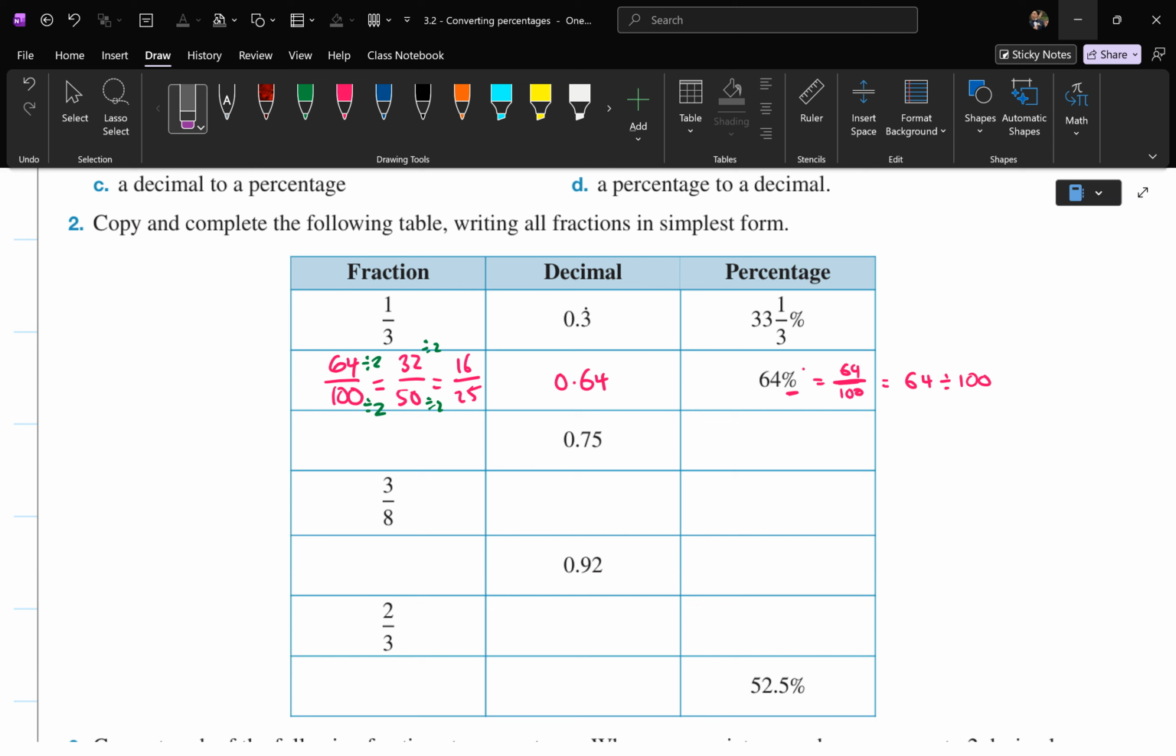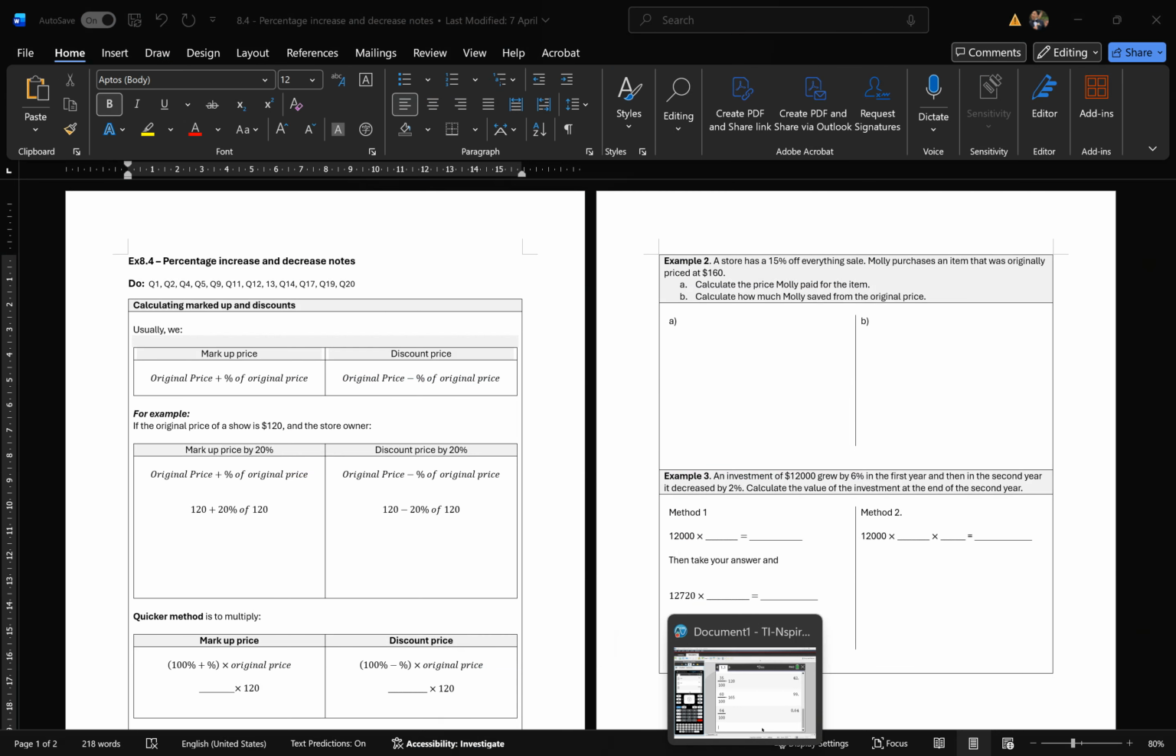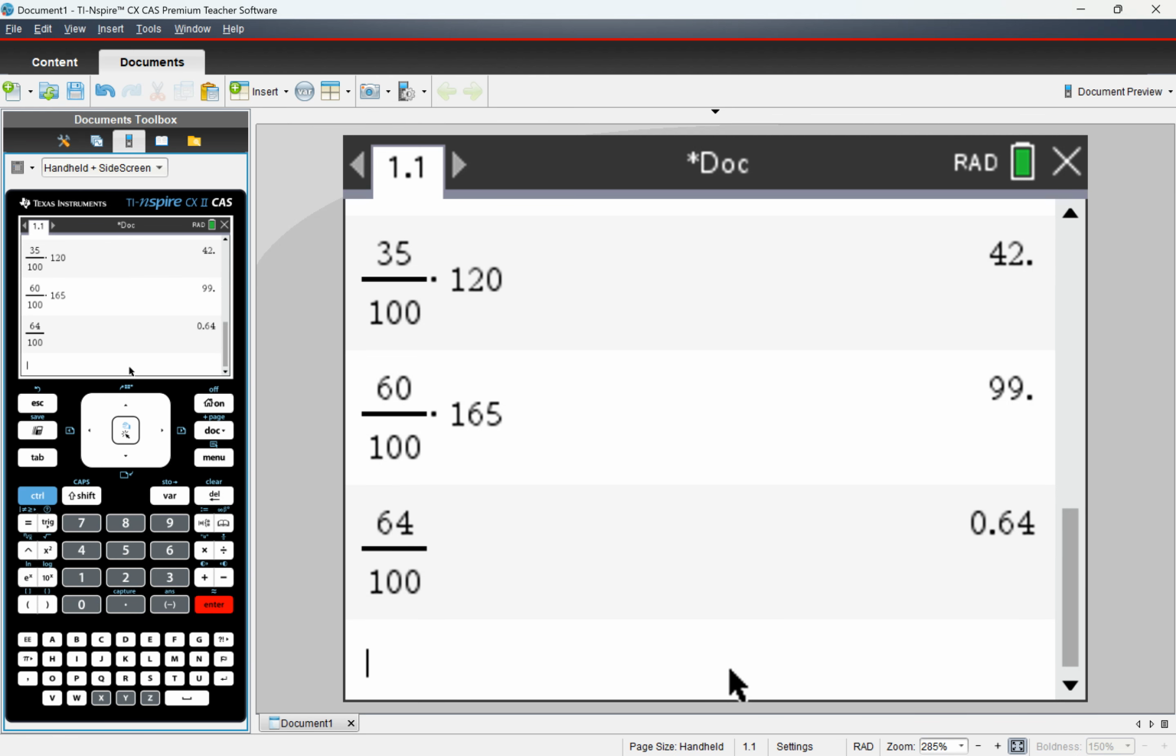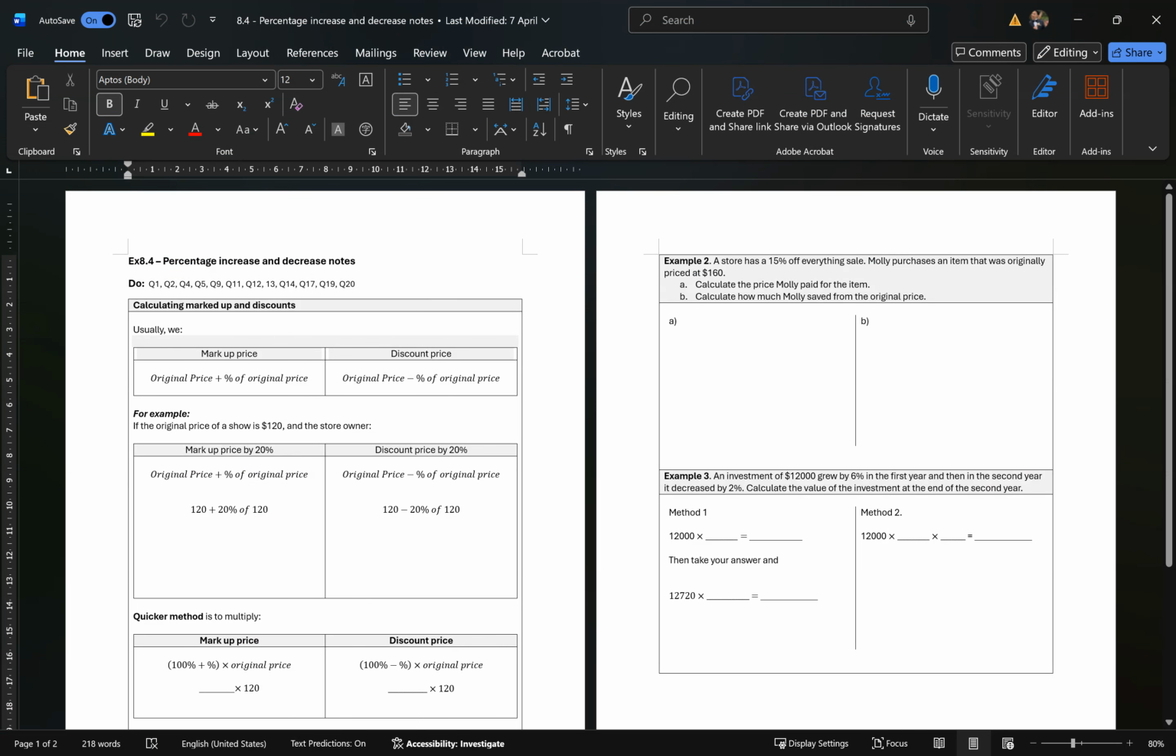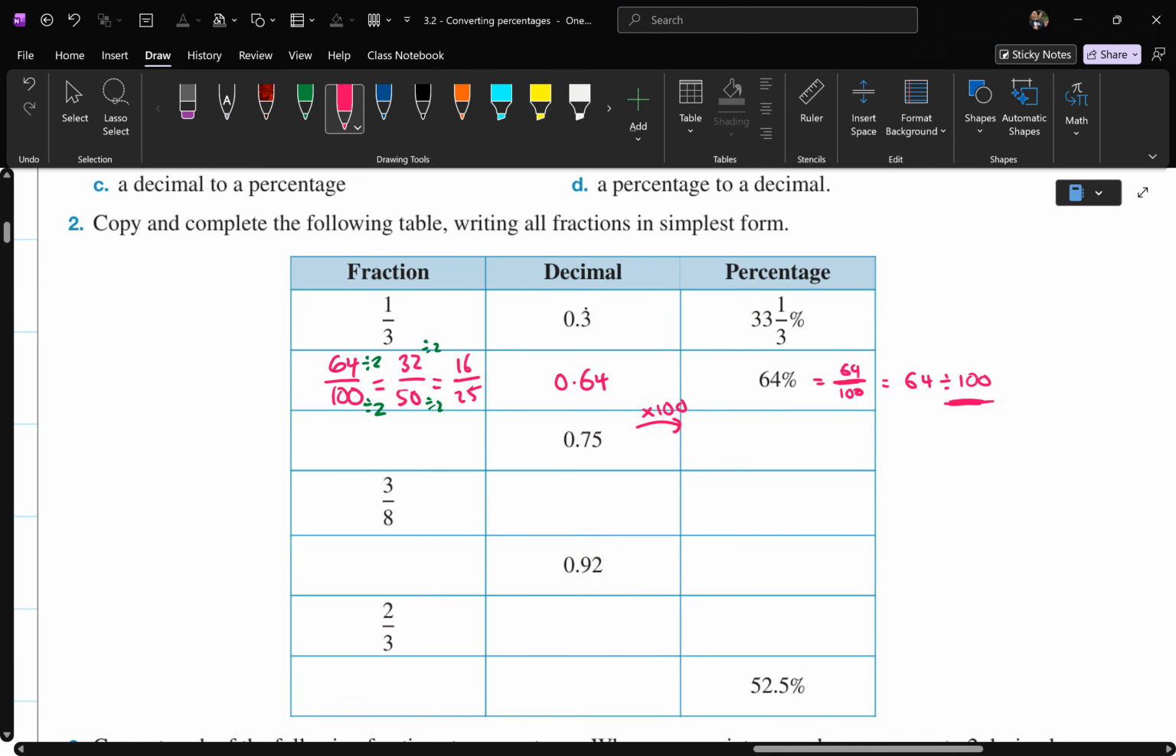So I just literally read the percent symbol. Whereas in the reverse, if I want to convert decimals into a percentage, then we do the opposite. Instead of dividing by 100, we're now going to multiply by 100. So in this case, on your calculator, that was 0.75 times 100, and that gives you 75. So that tells us it's 75%.